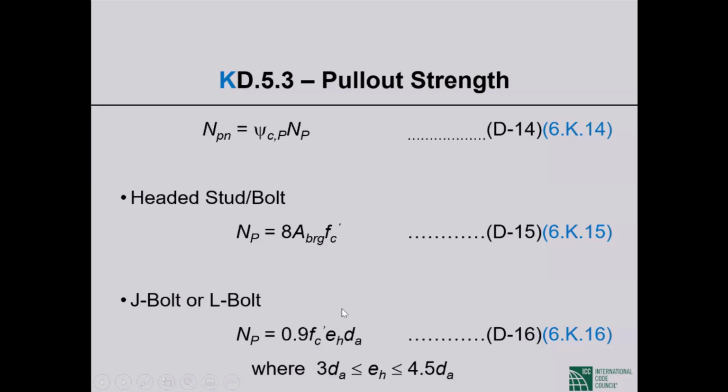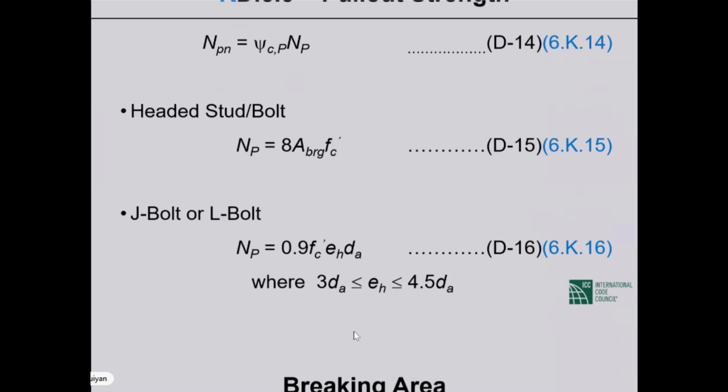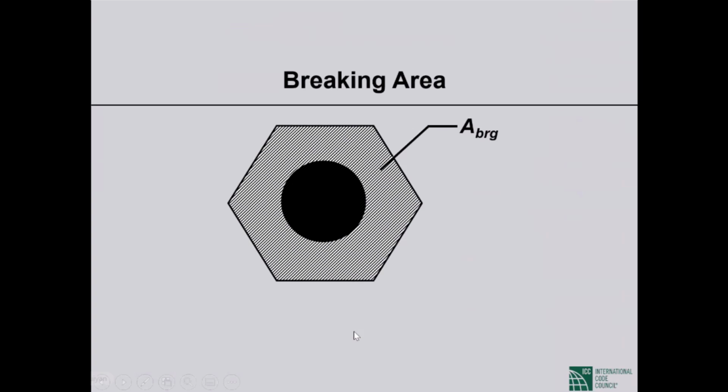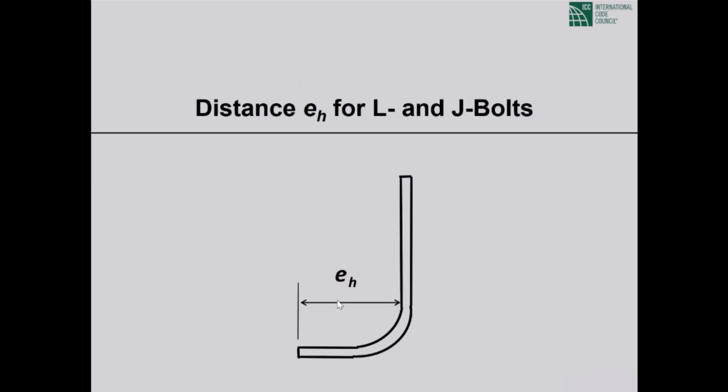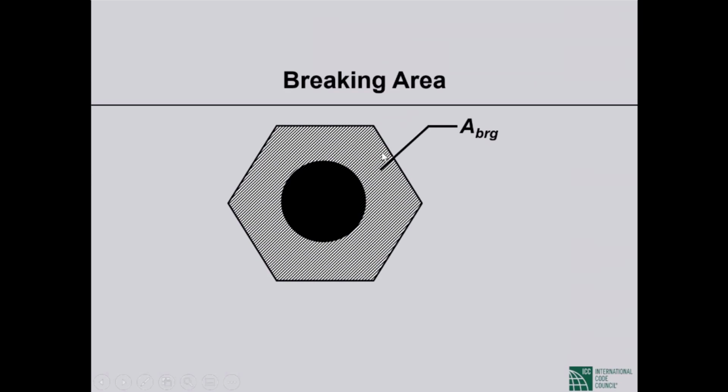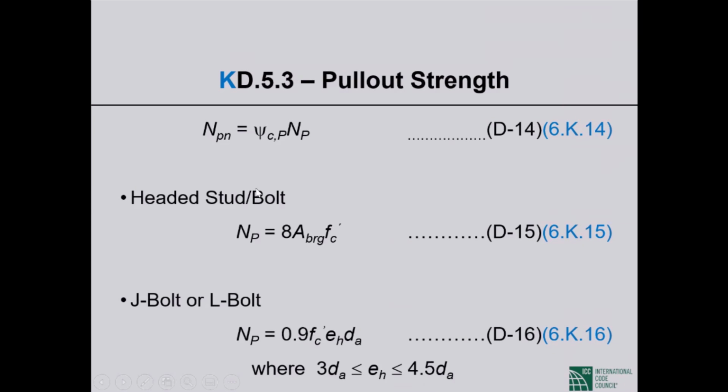If it is a J bolt or an L bolt, the bearing area is e sub h times d sub a, the anchor diameter. I think I have a picture. So this would be e sub h, and the bearing area would be e sub h times the diameter of the bolt. If it is a headed anchor, then the bearing area is the shaded area in the picture. If it is a headed bolt or stud, then the bearing area is multiplied by 8 times f sub c prime. That is the basic pull-out strength.